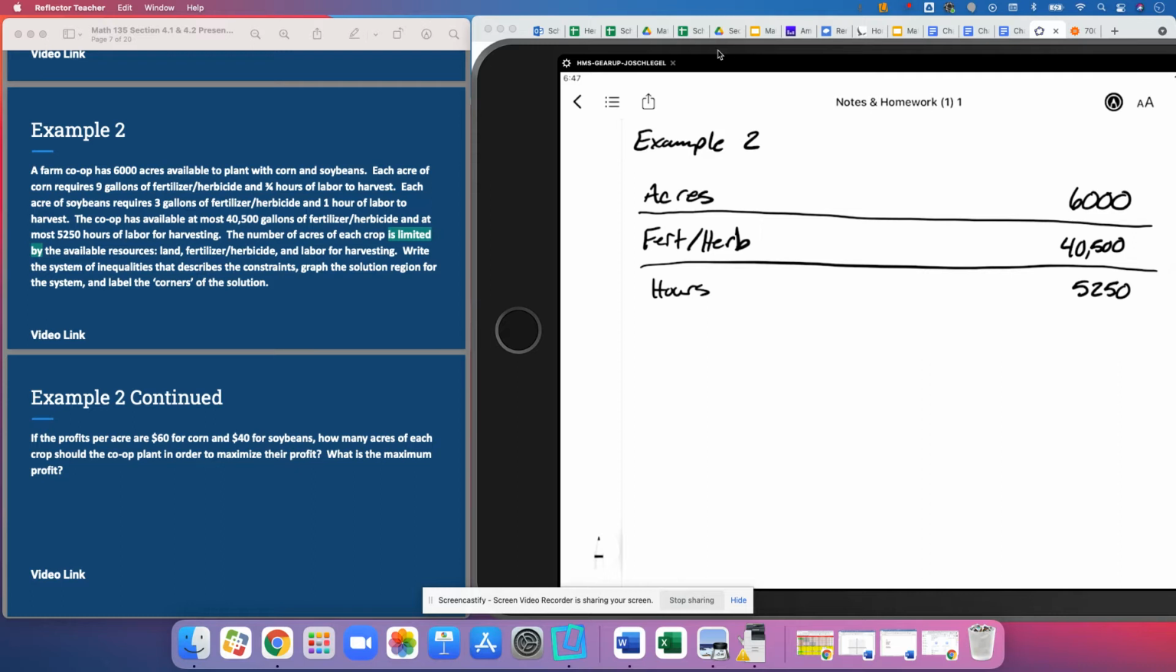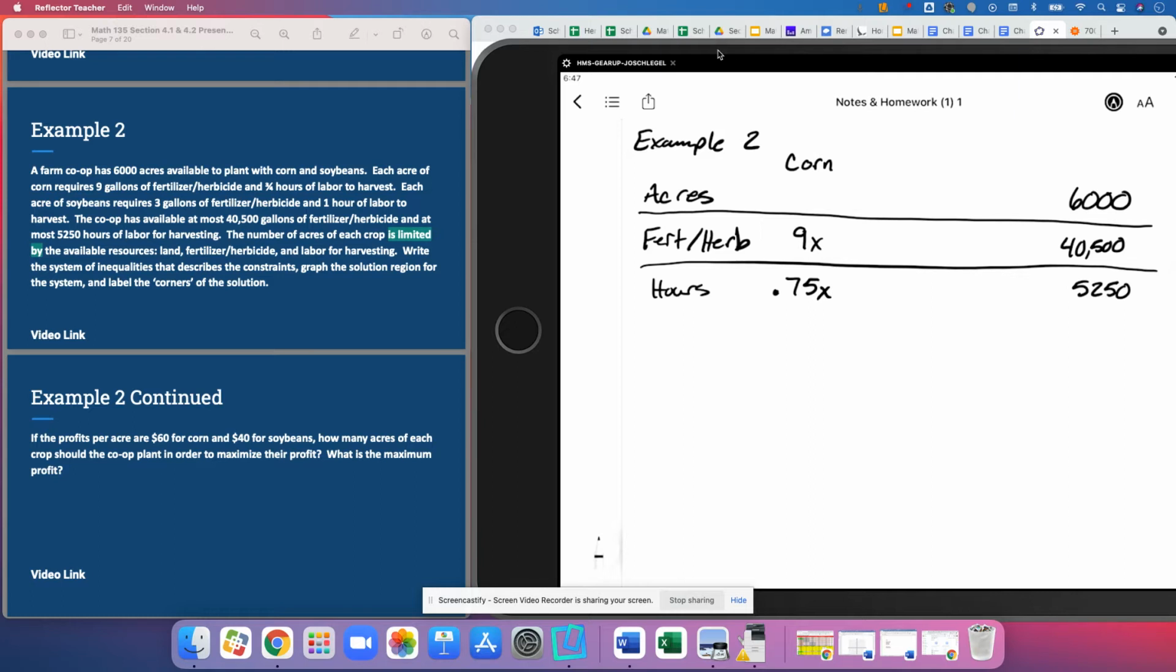So each acre of corn requires 9 gallons of fertilizer, herbicide, and 3/4 hours of labor. So 9 fertilizer for corn, and I'm going to put in 0.75 instead of 3/4 for hours of labor. So right now, by putting X on those values, everyone, I'm defining that X is going to be the variable that I'm using to represent corn. And I'm not sure about acres yet. We'll talk about that in a moment.